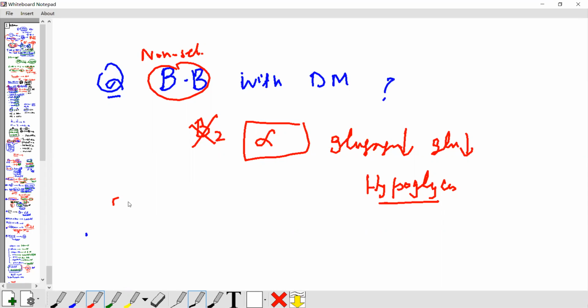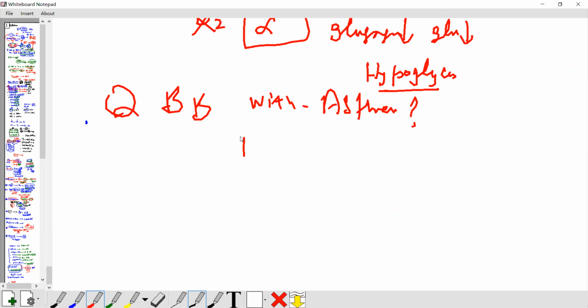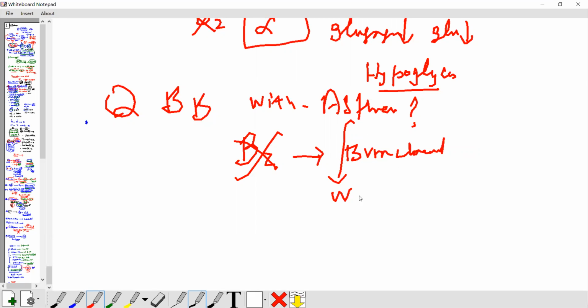What happens with an asthma patient? Beta blocker interaction with respiratory problems, asthma. If you block beta 2, it leads to bronchoconstriction, and asthma gets worse. You must take precaution about this, okay?